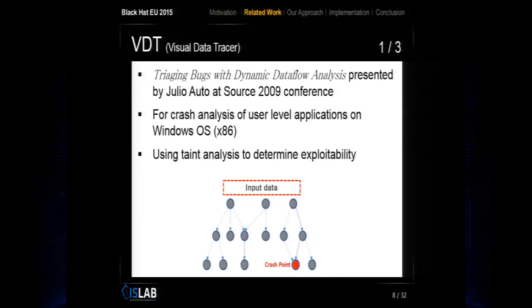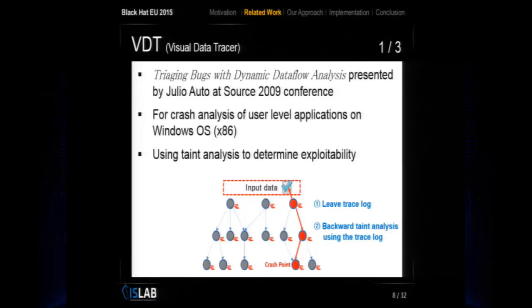There are 2 related work. The first one is VDT. VDT was presented in 2009. This is for crash analysis of user level applications on Windows platform. It makes use of taint analysis. It works like this. At first, it makes trace log first, and then performs backward taint analysis. At the end, it tells whether the operand is affected by the user input or not.